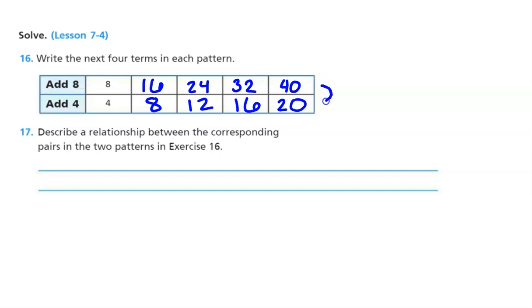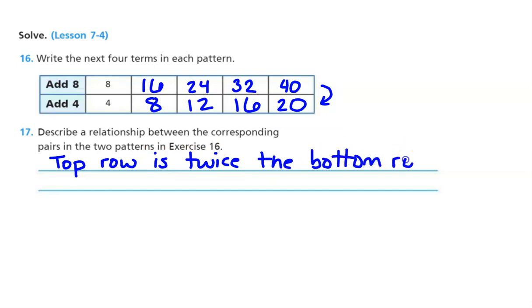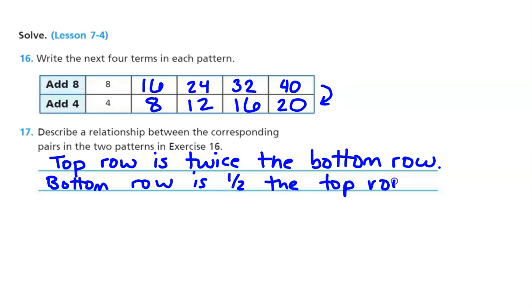So hopefully you took some time to figure out the relationship between the top and the bottom. The first thing that I noticed is that the top row is twice the bottom row. Or I guess you could also say times 2. But that also means that the bottom row is half of the top row. Okay?